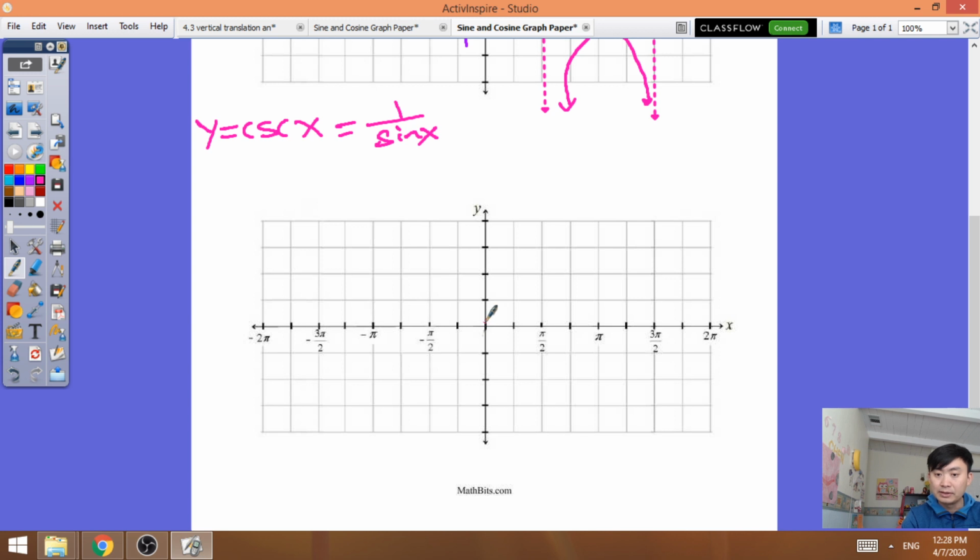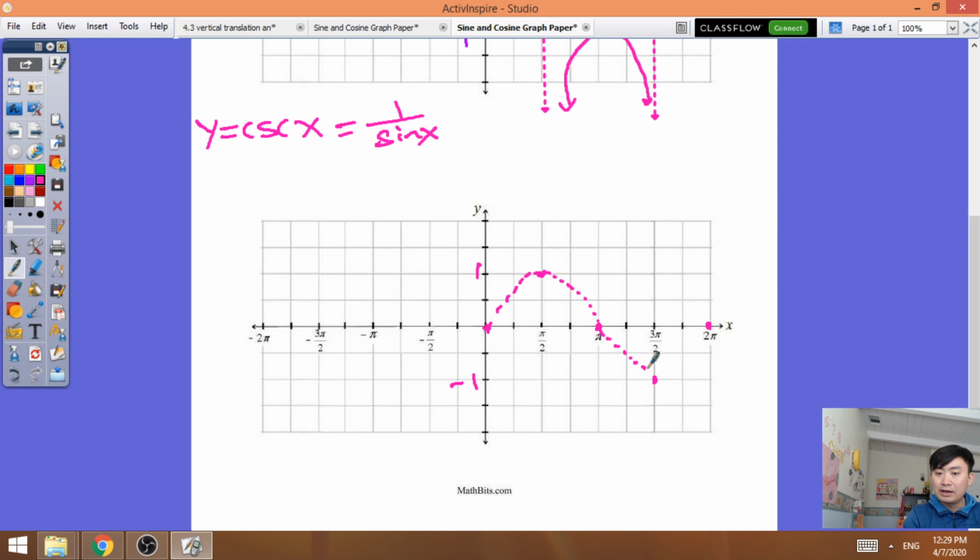So sine of x is a roller coaster, so that means you start at 0. And then at pi over 2, it goes all the way up to 1. And then at pi, it goes down to 0. At 3 pi over 2, it goes all the way down to negative 1. And then at 2 pi, it goes back to 0. Again, this one is just the parent graph.